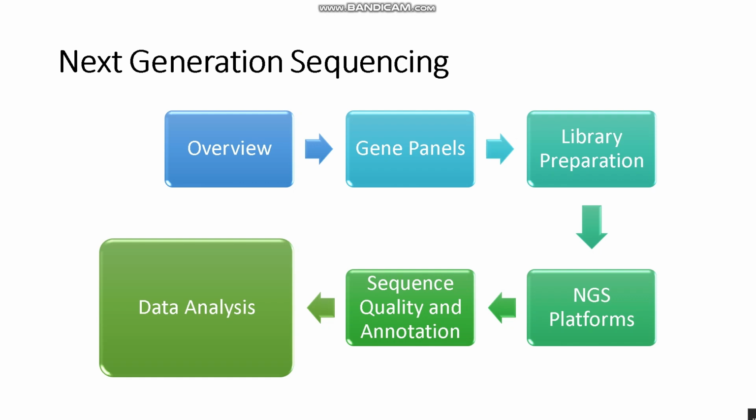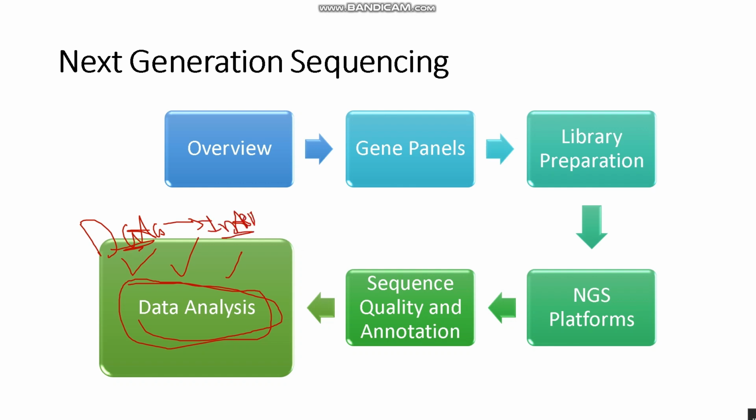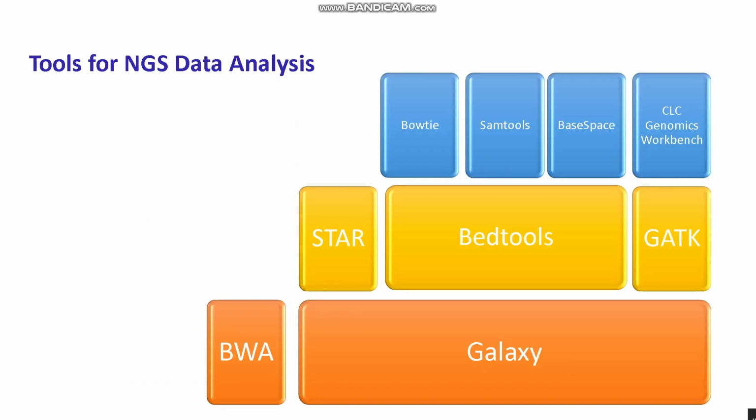Now we talk about the last part of the NGS, which is data analysis. After we get the sequence or the data, now we interpret it. Like we check the sequence quality, we check the annotation, we check the Phred score by using the bioinformatics tools. There are multiple types of tools for NGS data analysis.